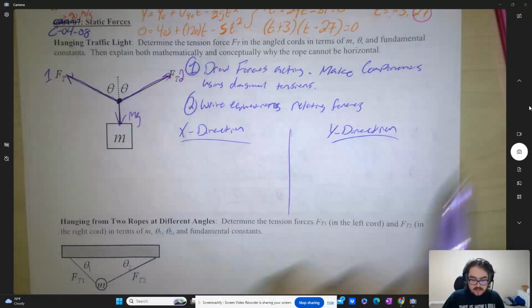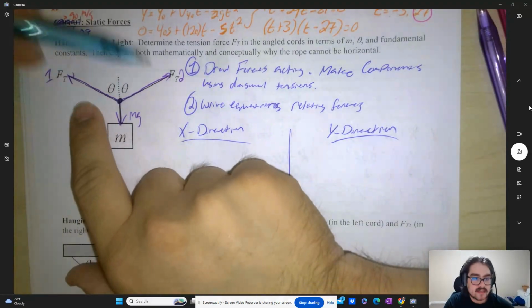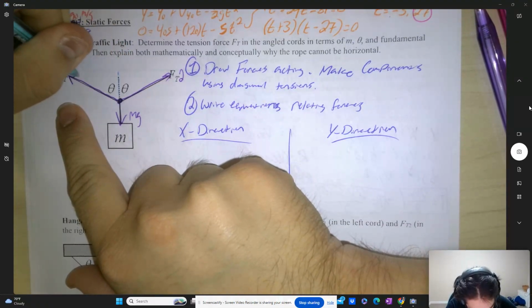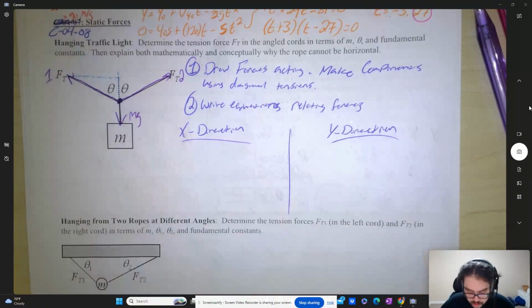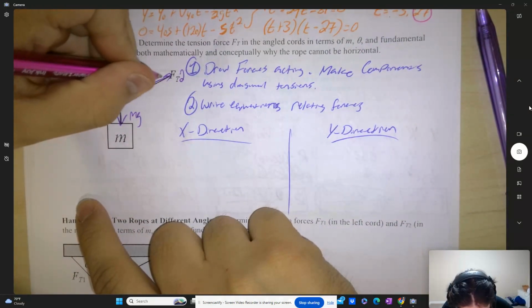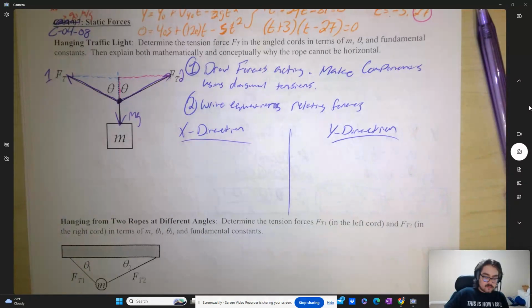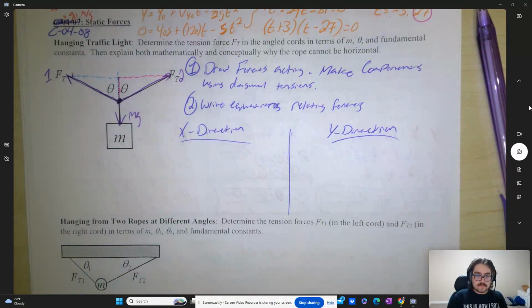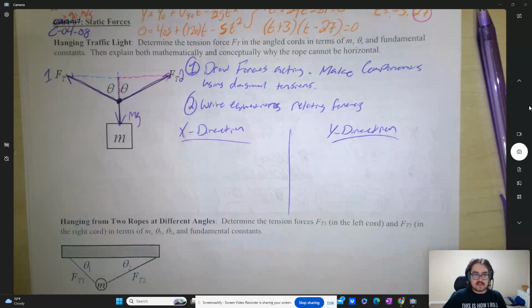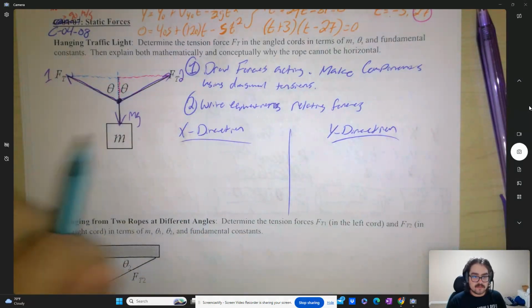And you should notice that T1 has a vertical component and a horizontal component. T2 has a vertical component and a horizontal component. And those components are going to be equivalent to each other. Well, think about it. In the x direction, the sign isn't moving anywhere. The hanging traffic light isn't moving anywhere.